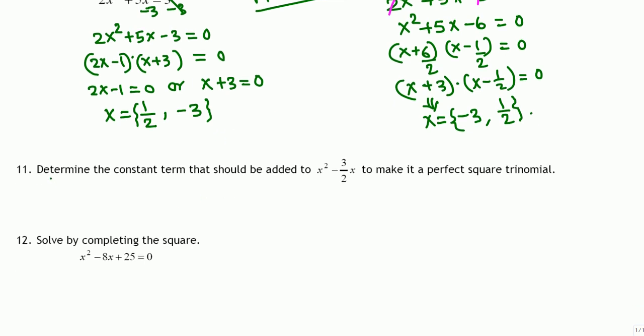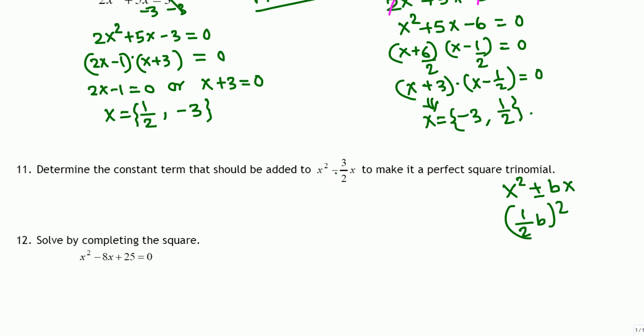Now number 11, determine the constant term that should be added to x squared minus 3/2 x to make it a perfect square trinomial. We know whenever we have x squared plus or minus bx, all we have to do is add half of b squared. If we add half of b squared, then this polynomial becomes a perfect square trinomial.